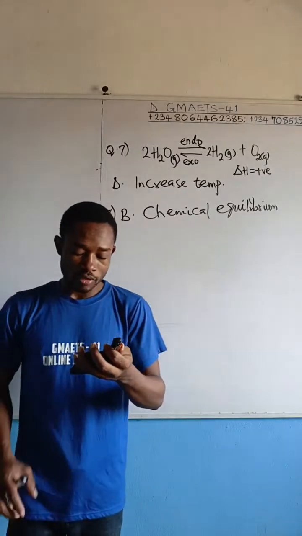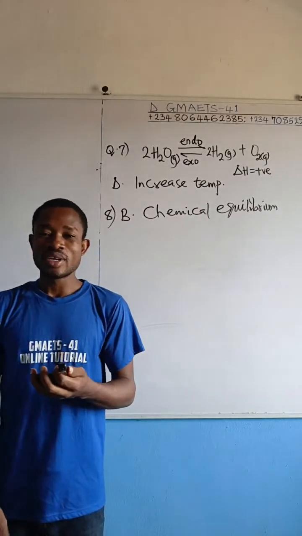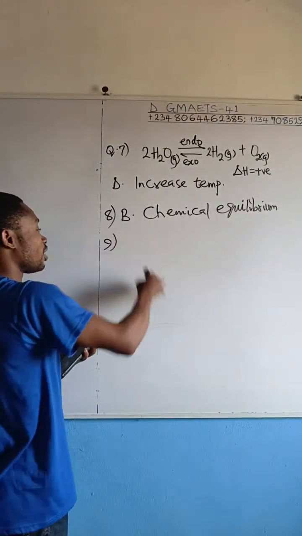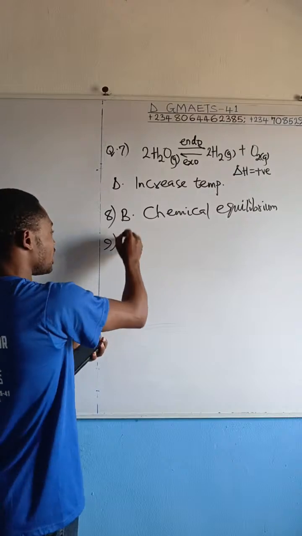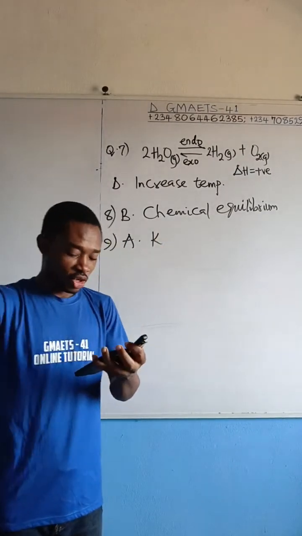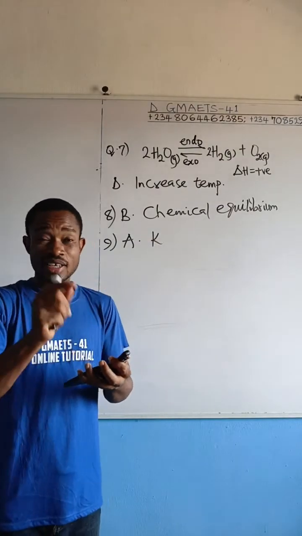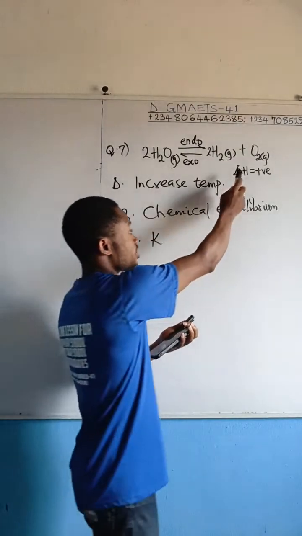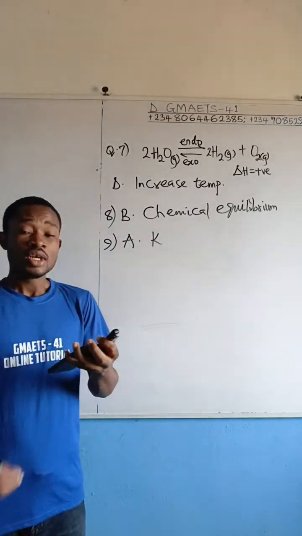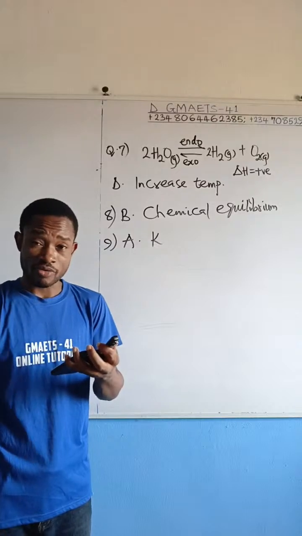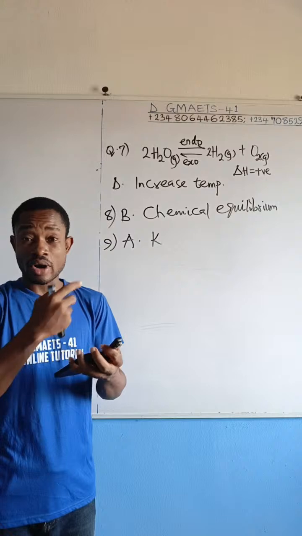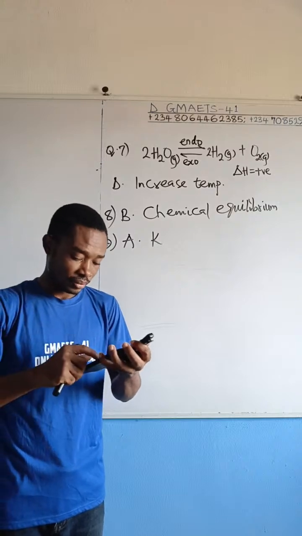Question number 9. What is the symbol for the equilibrium constant? You've seen it severally. The symbol of equilibrium constant we use is K, and that is option A. Option B, we have Q. C, we have delta H. That symbol, delta, is a typographical issue there. So delta H is not the symbol for equilibrium constant. Capital E is not the symbol for equilibrium constant. The correct answer is A, which is K.